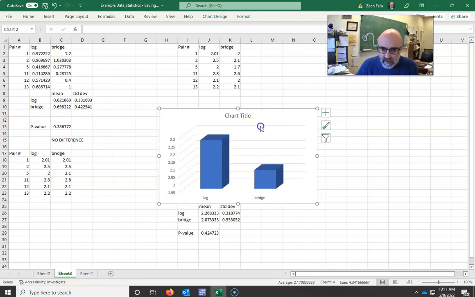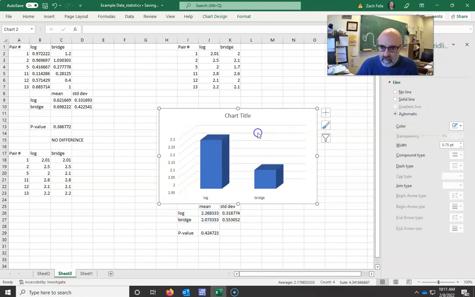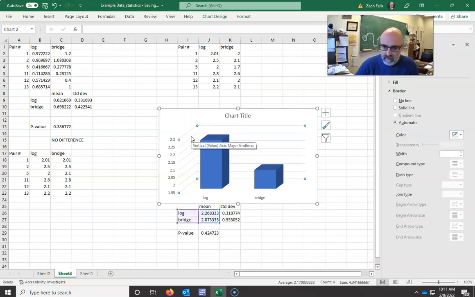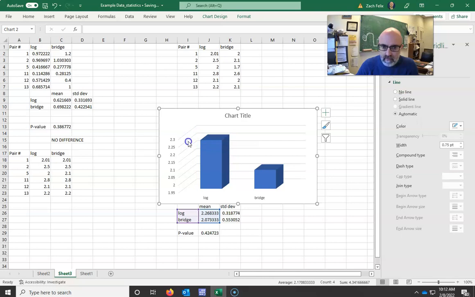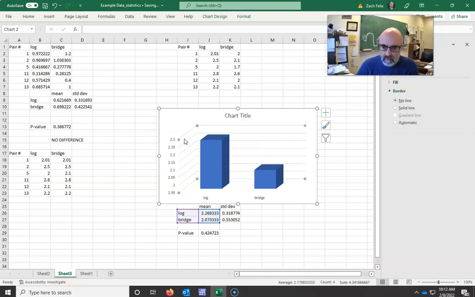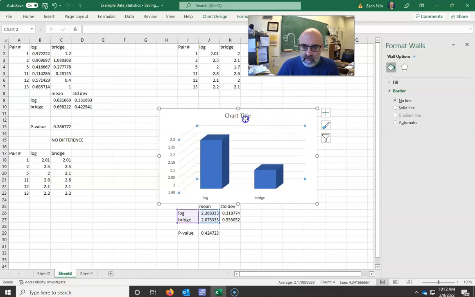I am not a big fan of these scale marks in the back here, although I'm not able to click on them. There we go. I would just delete them. Well, leave them. No big deal.